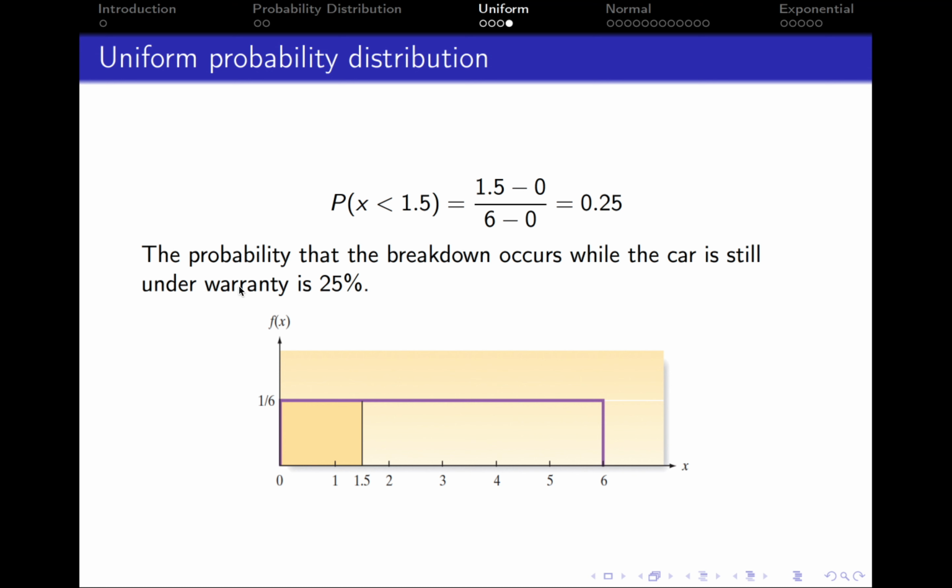If it helps, you can always make a graph of the situation, and actually I strongly recommend you to do that. On this graph, you can see that the purple line indicates the main interval, so from 0 to 6, and this orange rectangle represents the interval in question, so from 0 to 1.5. And what we've just calculated above is the probability that x lies within this orange rectangle.